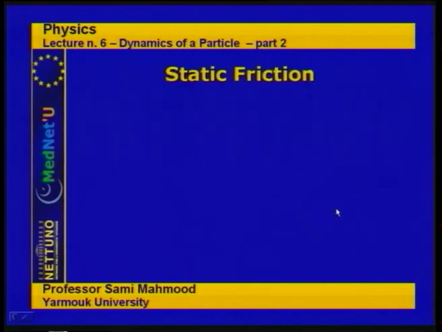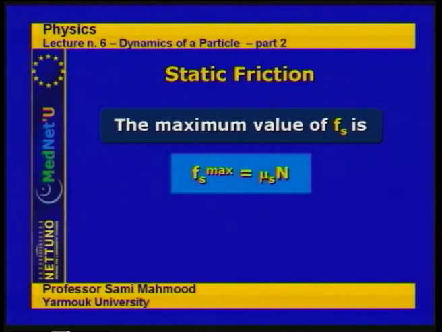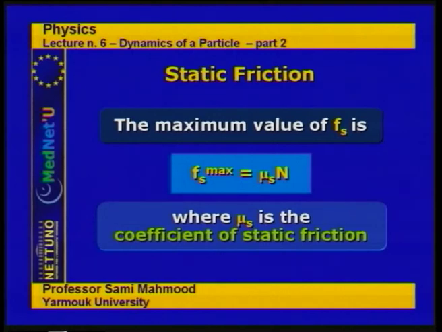That means this keeps growing until it reaches the maximum value, F s maximum, and that maximum value of the static friction is given by the formula mu sub s times N. That means the maximum value of the static frictional force is proportional to the normal force that the surface acts on the object.